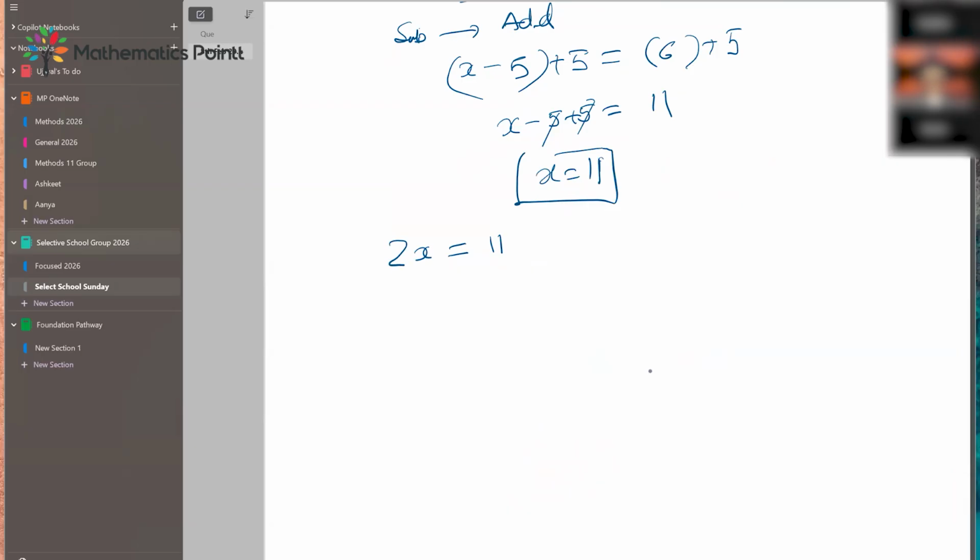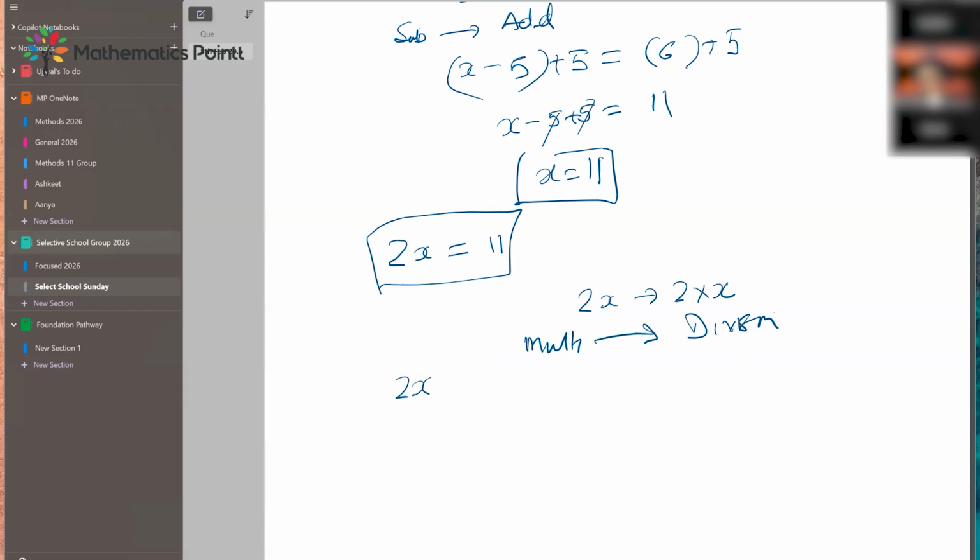Now, let's do 2x equals 11. 2x simply means 2 times x. So it's a multiplication. For multiplication, the operation is division. I told you, the reverse. Let's try to do it. I'll say (2x) divide by 2 equals 11 divide by 2. I can place it here as well if you want, whatever is convenient.